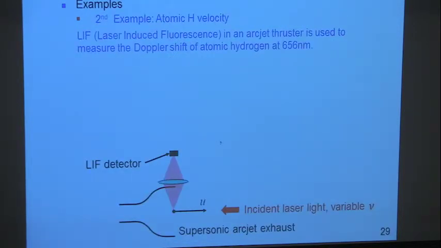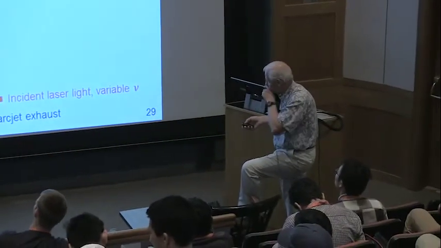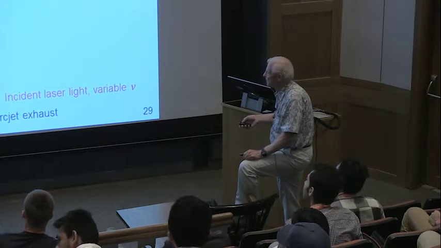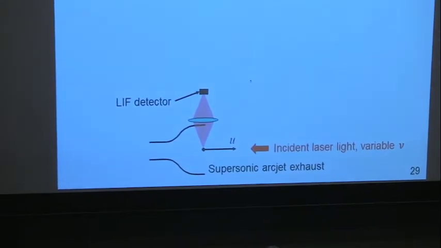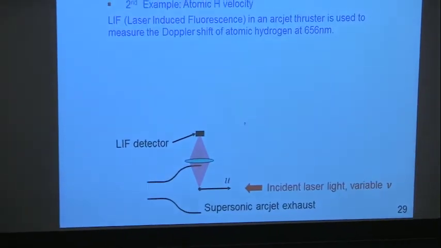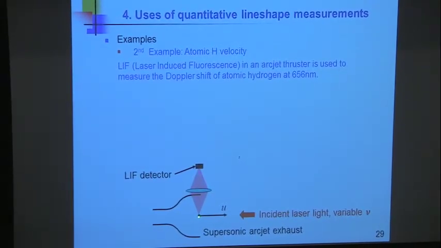This is an example I like to show, how powerful this idea is. I had a student who wanted to measure the velocity of a gas in a supersonic arc jet, an electric thruster for satellites. It was based upon hydrogen. So you heat hydrogen, you expand it, and you use that expanded momentum flux to produce thrust. How can we measure the velocity of this sample of hydrogen?